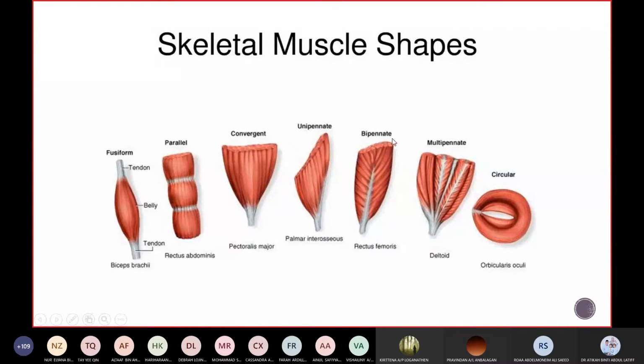Bipennate muscle means two feather-like projections coming out from the tendon. Multipennate means a lot of feather-like projections, like from a bird's feather. This is what it looks like. So multipennate has a lot of feather-like projections of the fibers. And your orbicularis oculi, or your eyelids, is circular in shape.